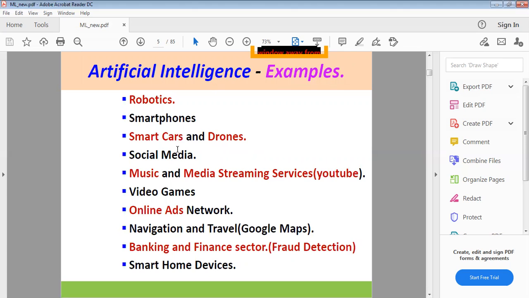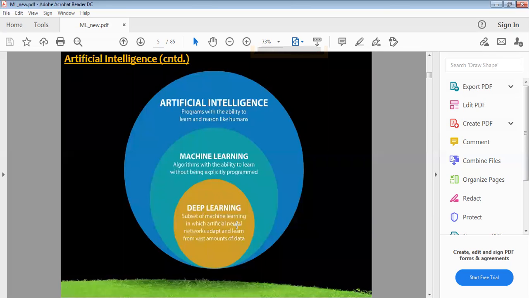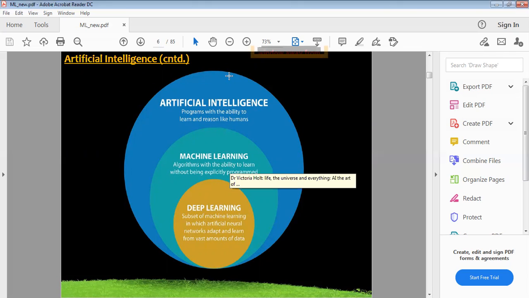Okay, so next you come to social media, music, video games, online ads, navigation and travel with Google Maps, banking for fraud detection, home services. These are the applications of where artificial intelligence is used. Now let us come to artificial intelligence and see where it is.